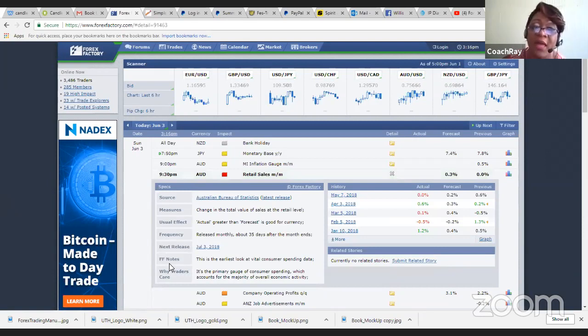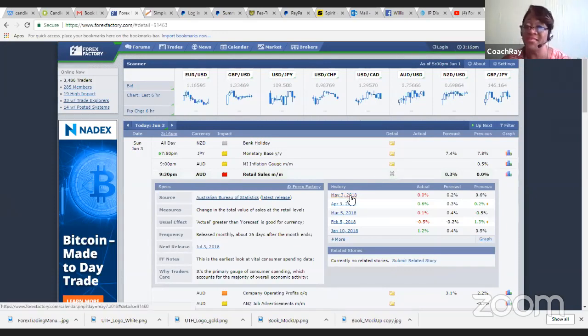Now let's look at that. Usual effect: if the actual is greater than the forecast, then that's good for the currency. What do they mean, Coach Ray? Right here. Let's pay attention to the actual, the forecast, and the previous.